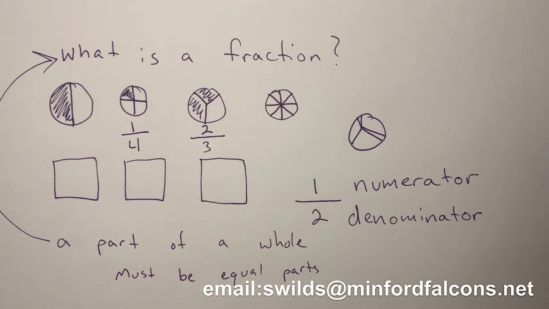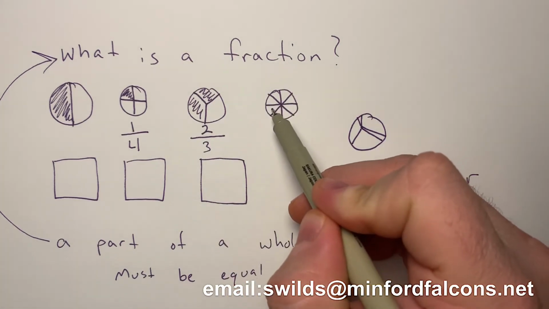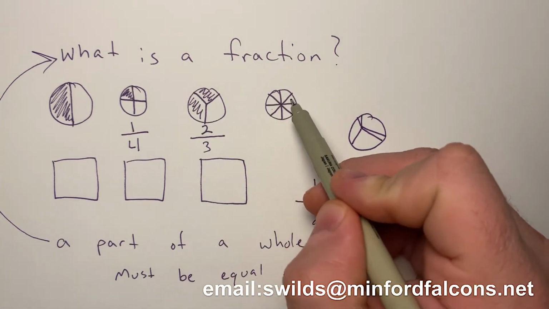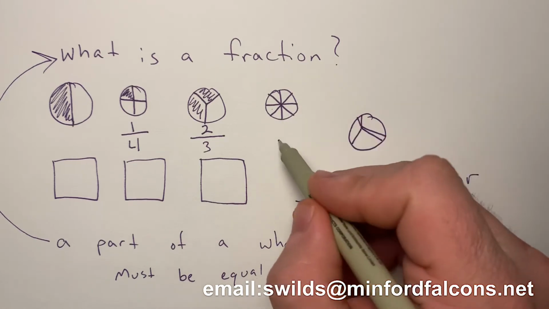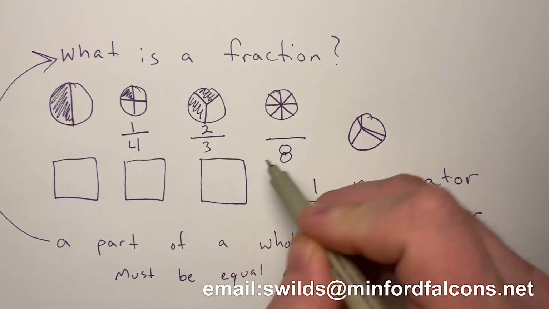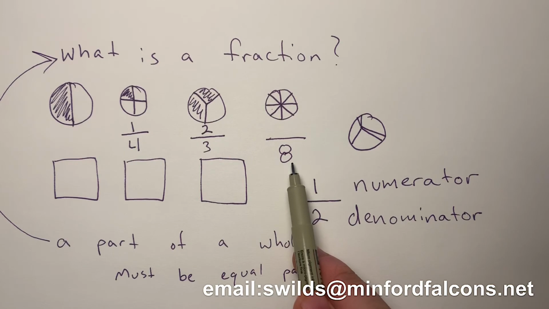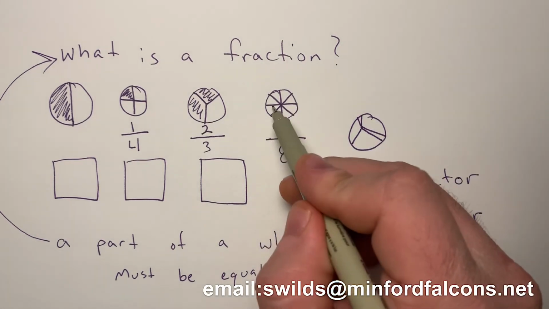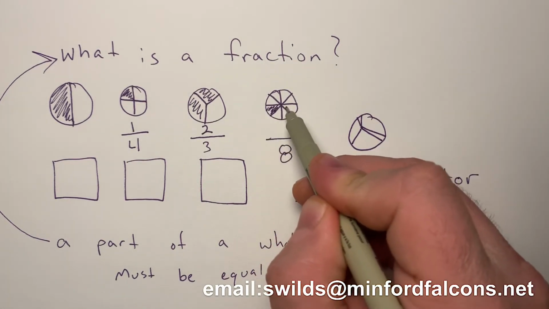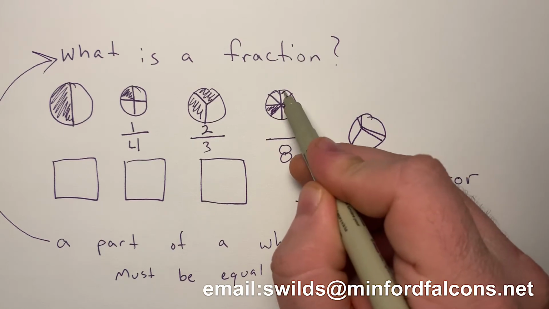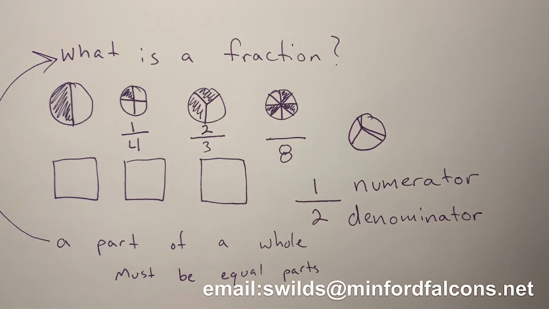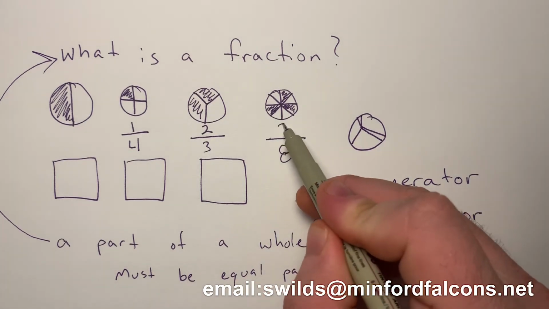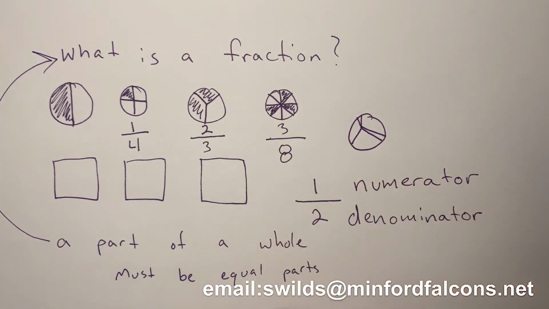Okay, so let's say after that, I have this over here. And how many do I have here? Well, there's 1, 2, 3, 4, 5, 6, 7, 8. I have 8 parts all together. So my denominator is 8. But my numerator, if I have this part shaded, this part shaded, and this part shaded, what's my numerator? It was 3, because there's 1, 2, 3 equal parts shaded.